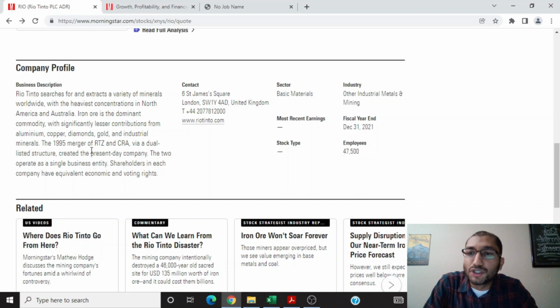The 1995 merger of Rio Tinto Zinc Corporation and Conzinc Rio Tinto of Australia via a dual listed structure created the present day company. The two operate as a single business entity. Shareholders of each company have equivalent economic and voting rights. The last three sentences just give us a brief background of Rio Tinto's history and how it got created. When it comes to ADRs, each ADR is equivalent to one share of Rio Tinto.